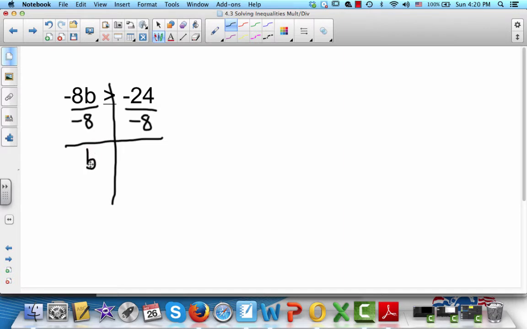We get b. But when you divide or multiply by a negative number, it causes the inequality sign to switch directions. So it changes from is greater than or equal to, to is less than or equal to. And so we get b is less than or equal to 3. So we come over here and graph. And we have to color it in because it says or equal to. And it says less than, so that indicates go to the left.